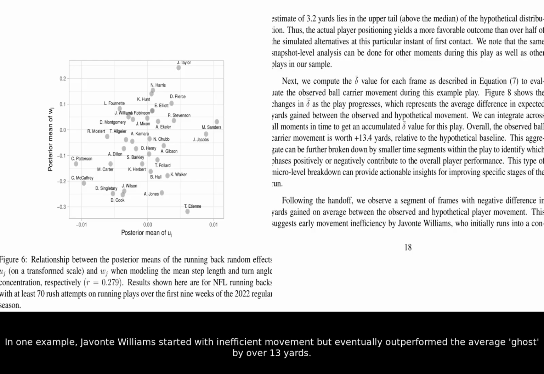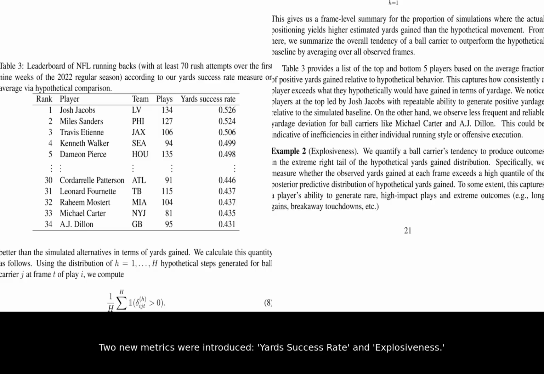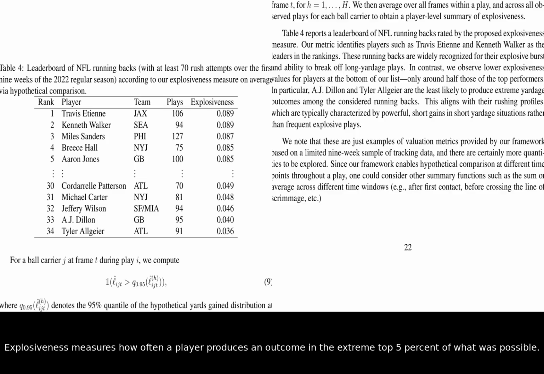In one example, Javonte Williams started with inefficient movement, but eventually outperformed the average ghost by over 13 yards. 2 new metrics were introduced: yard success rate and explosiveness. Yard success rate tells us how often a player's positioning is better than the average hypothetical baseline. Explosiveness measures how often a player produces an outcome in the extreme top 5% of what was possible. Travis Etienne and Kenneth Walker topped this list, confirming their reputations as high-impact, big-play threats.